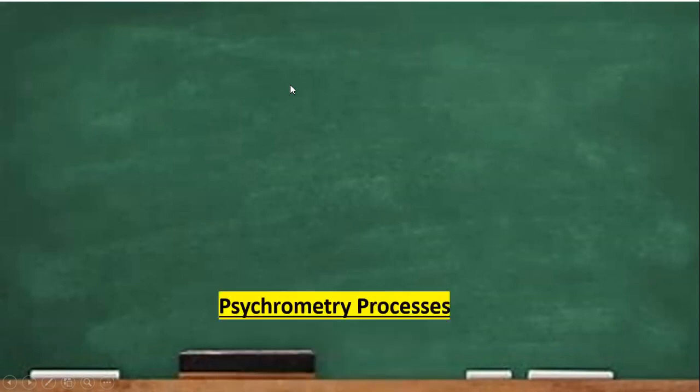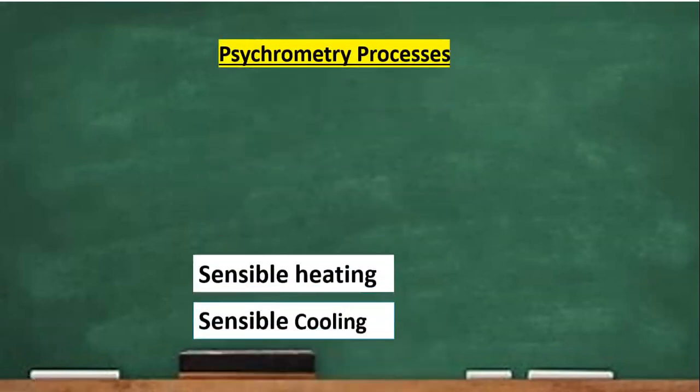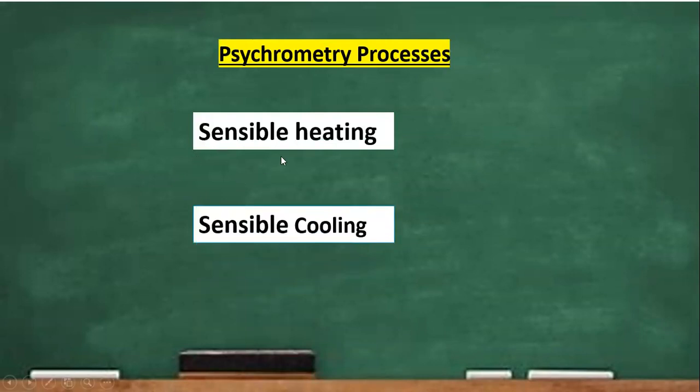Now coming back to the present topic, here we will discuss two types of psychrometric processes: sensible cooling and sensible heating. There are only two topics here: sensible heating and sensible cooling. First, we will understand and discuss sensible heating.